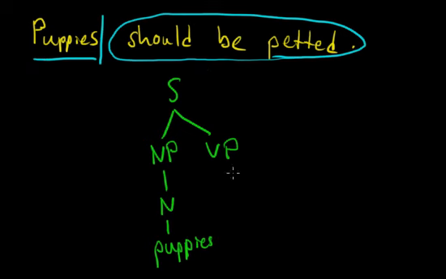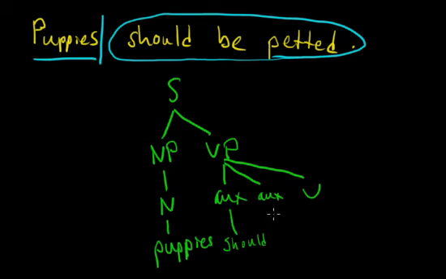So now let's go ahead and diagram our verb phrase. In our verb phrase, we have three parts of speech. We have two auxiliaries and one verb. Our first auxiliary is should. Our second is be. And our verb is petted.